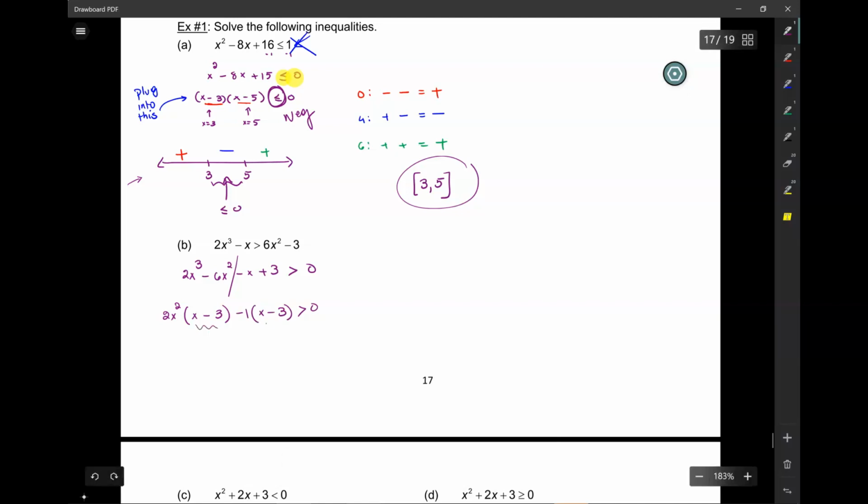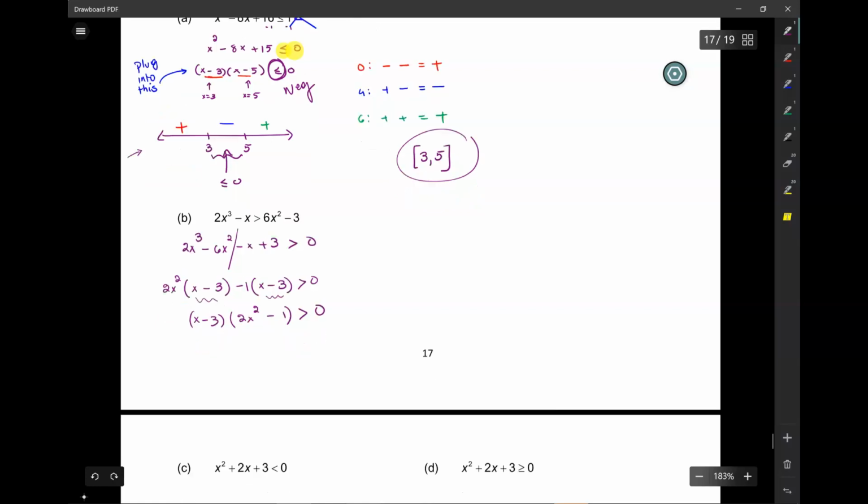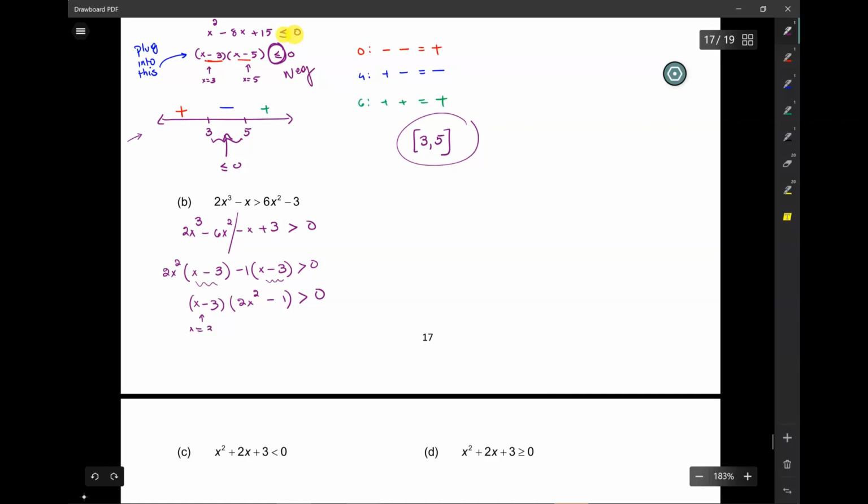Okay? The common term here is x minus 3. So I factor that out. And I have 2x squared minus 1 left over greater than 0. Okay. This one here gives me x equals 3 as an intercept. This one, I set it equal to 0. I add 1. 2x squared equals 1. X squared is a half. So x is, right, when you take a square root, plus or minus root 1 over 2, which is really plus or minus. When you take the root from the top, you get 1, and the bottom, you get root 2. So what I'm going to put on my number line is negative 1 over root 2, positive 1 over root 2, and 3. Okay?